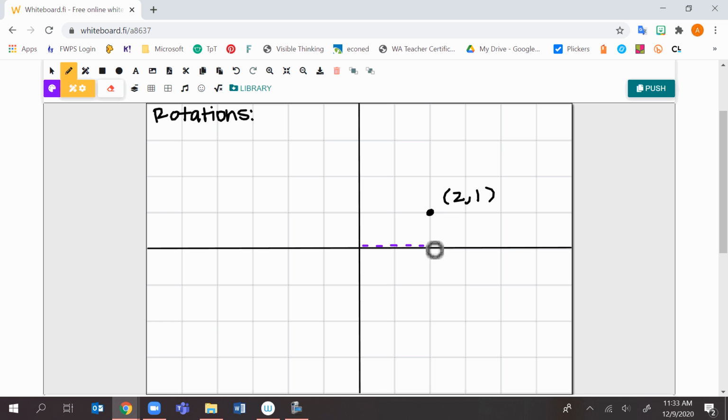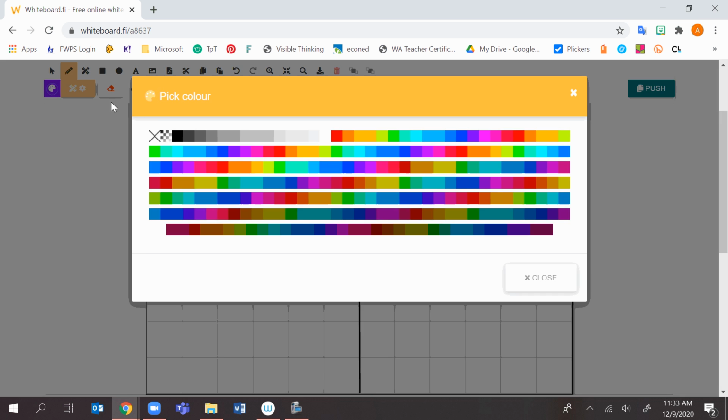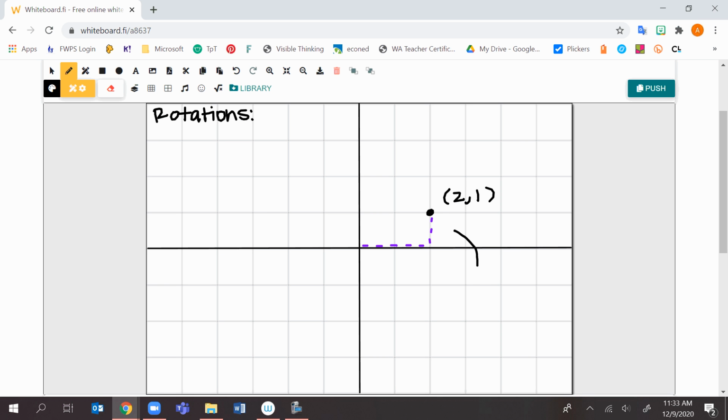Okay, so what they did was draw the horizontal line and then the vertical, just as if you would be when you're counting out how to plot that coordinate. Now let's start off with the clockwise motion. If I'm going clockwise, that means I'm going down this way. This is clockwise. And I want to go 90 degrees.